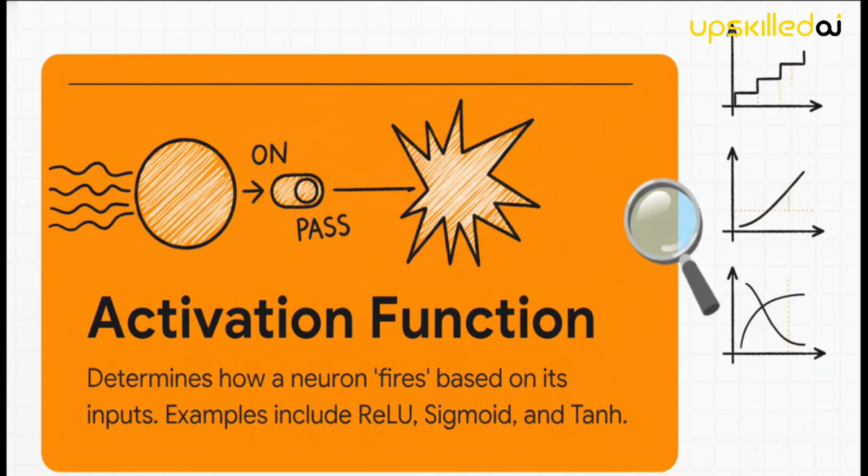Now, inside every single one of those neurons is a critical component called an activation function. The best way to think of it is not as a simple on-off light switch, but more like a dimmer switch. Based on the signals coming in, it decides not just if a neuron should fire, but how strongly it should fire. And that little bit of nuance is what lets the network learn patterns that are way more complex than just a straight line.